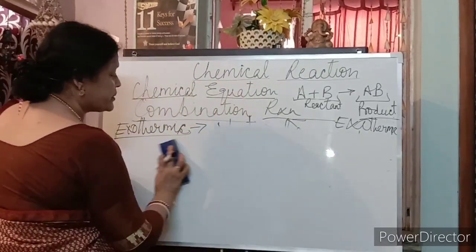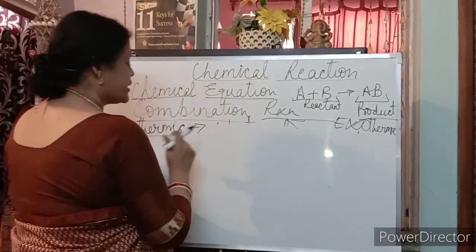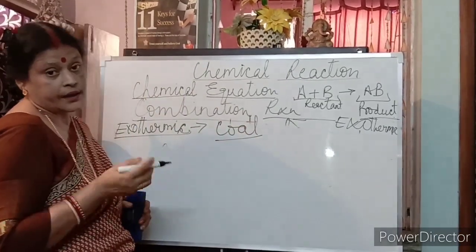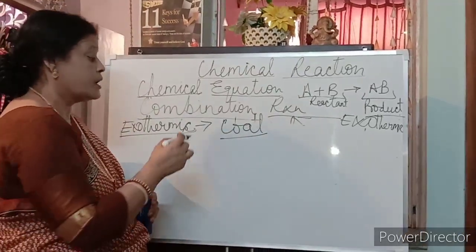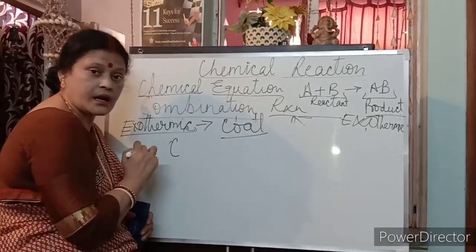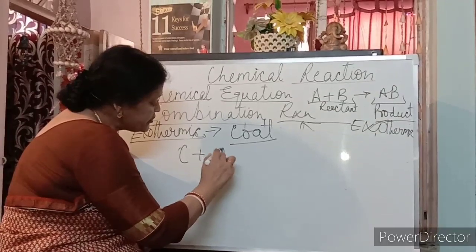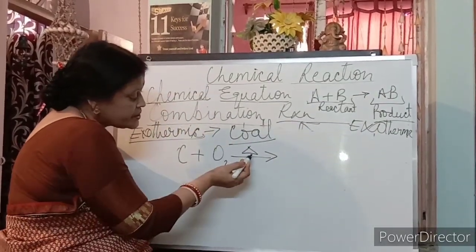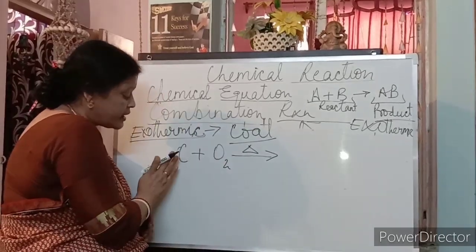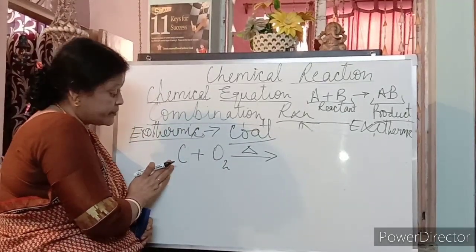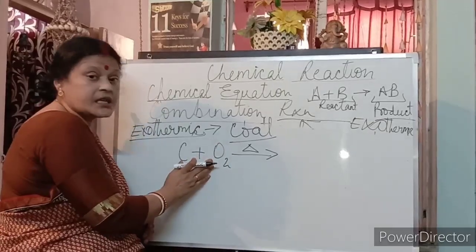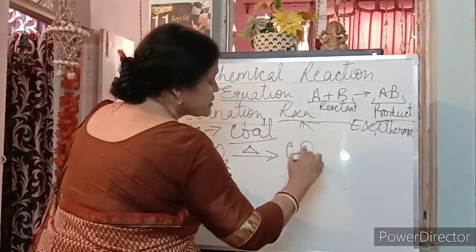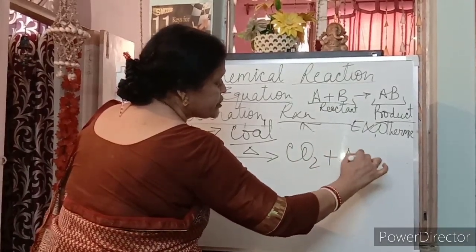Now, the second example is burning of coal. What is the meaning of coal? Koila, in Hindi we say this. The symbol for coal is only carbon. Again, when carbon reacts with oxygen, that means it undergoes combustion reaction in presence of heat. When we burn carbon, it will absorb oxygen from the air, then it will form CO2 plus delta energy is released.